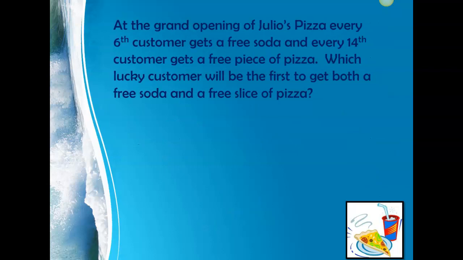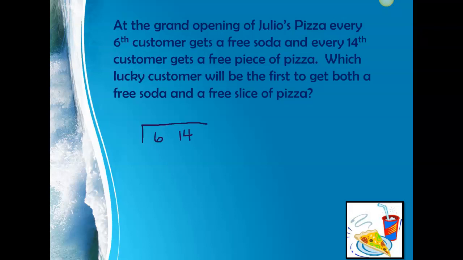At the grand opening of Julio's Pizza, every 6th customer gets a free soda and every 14th customer gets a free slice of pizza. Which lucky customer will be the first to get both a free soda and a free slice of pizza? This also is an application of finding the least common multiple. For this problem, I'm not going to show the make a list method, but I will be doing the factor ladder. The first step, of course, is to put our 6 and 14 inside the division bracket.